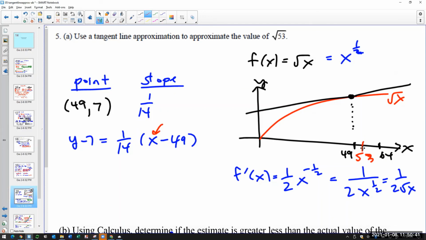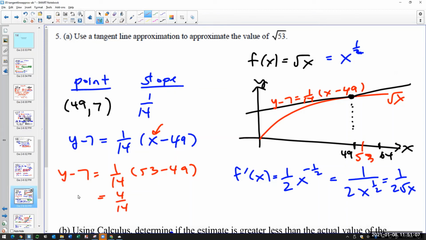What's the x value I'm going to put in? 53. Do you see? You have to pull it from the x-axis. I'm going to plug it into this black line. And the function of this black line is y minus 7 equals 1/14 (x minus 49). That's the black line function. So I'm going to plug it in. 1/14 times (53 minus 49). Is that 4? Yes, I think so. That's 4/14.